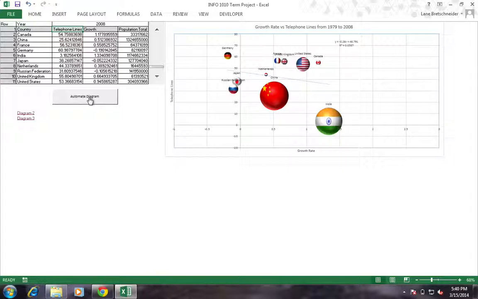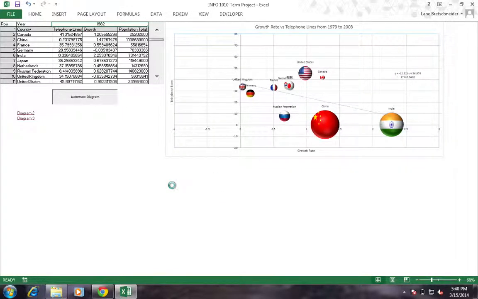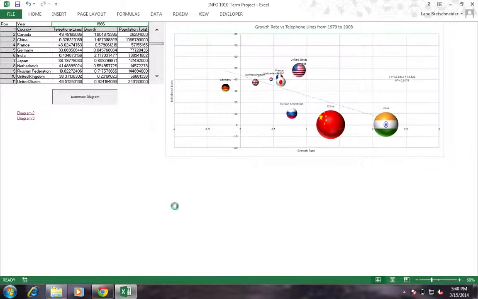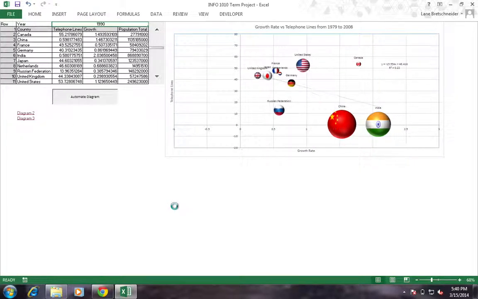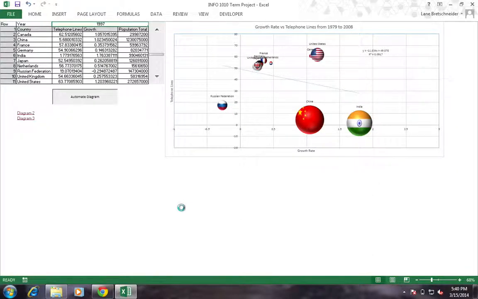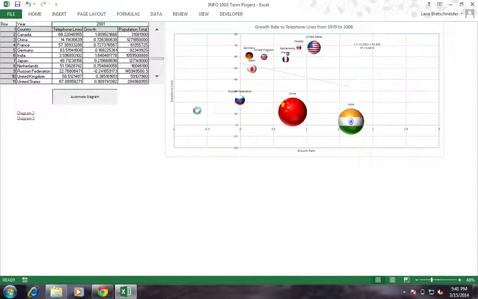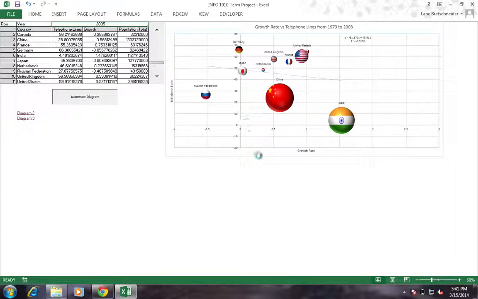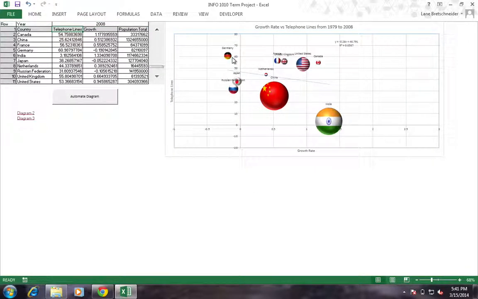A few things I want to point out, and I'll show it again, but Russia at one point, its growth rate moves as low as less than negative 0.5%, which is an extremely low growth rate. See, here we go, ready, and there it moves across. Now India, also wanted to point out, India's population is so large that I think it's interesting that compared to most of the other countries in this diagram, its telephone lines are really, really low.